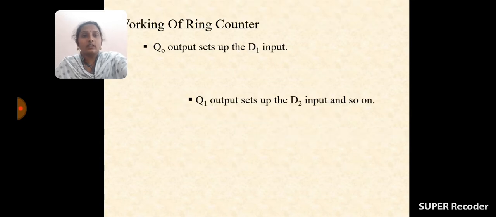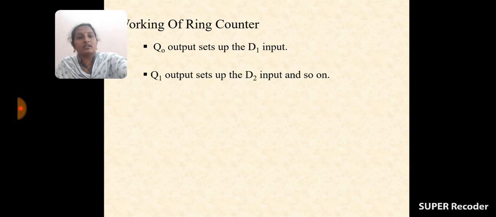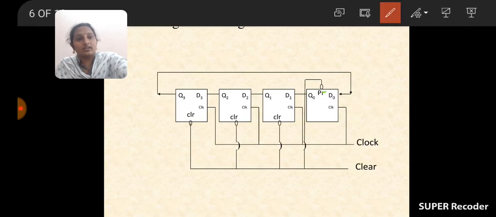And see here, while coming to the working, first Q0 output sets up the D1 input. Which one will first set up the input? Q0. Next Q1, next Q2, and so on. Initially we apply one bit, that is called the preset bit. Because of that, Q0 is equal to 1.